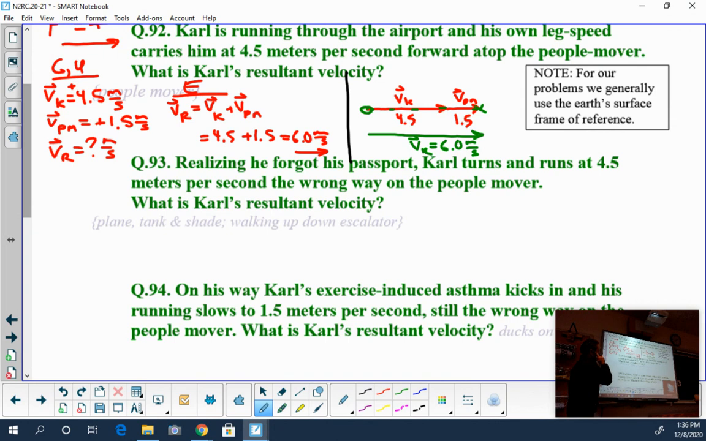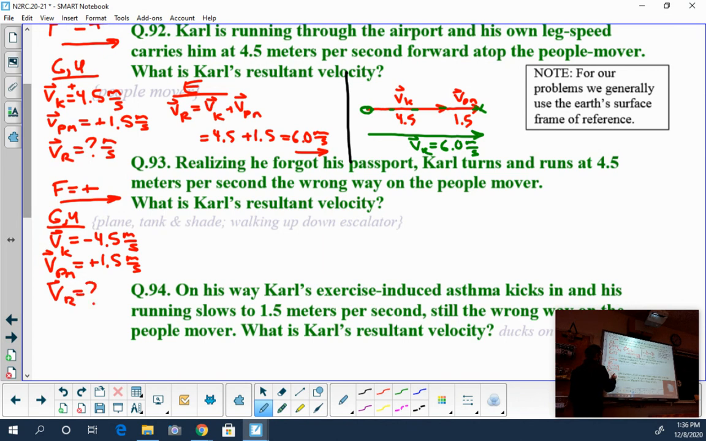Realizing he forgot his passport, Carl turns and runs at 4.5 meters per second the long way on a people mover. You ever do this? Let's use the same. Forward is positive this way. So now Carl's velocity is in the backward direction, negative 4.5 for what his legs are taking him at. The people mover, though, does not care. It's still positive 1.5. And we need a resultant velocity.